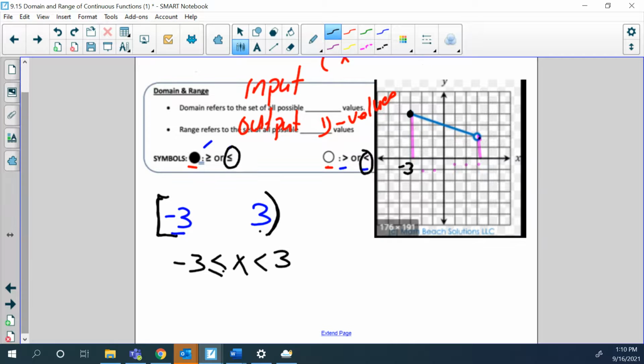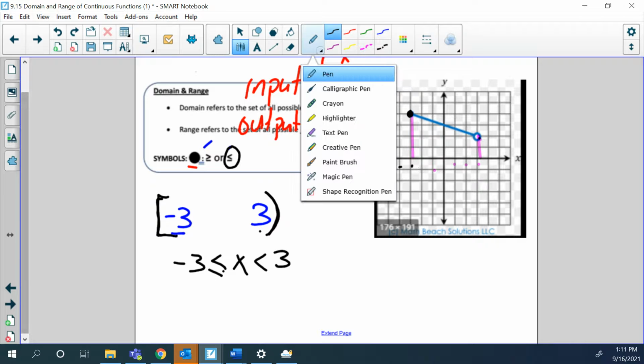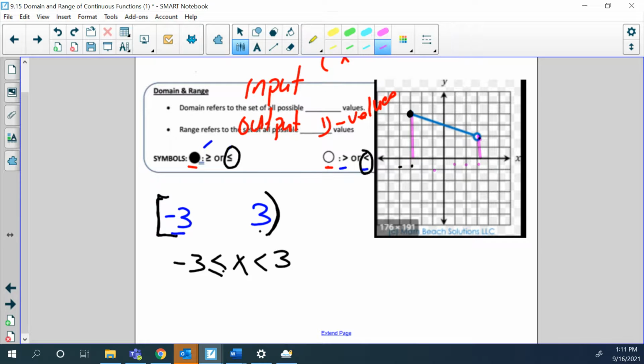Now, let's look at the range. Remember, we start at the lowest point of the graph. And so if you look here, the lowest point of the graph is going to be this point right here. So if I come across to the y-axis, that's going to be 2. That's going to be 2 right there. And then I go to the highest point of the graph, the line. That's this point right here. I come across to the y-axis, and that is going to be 3.